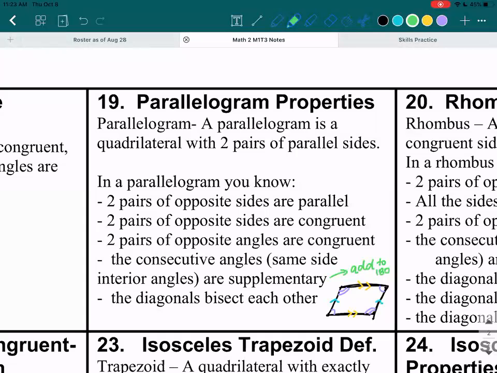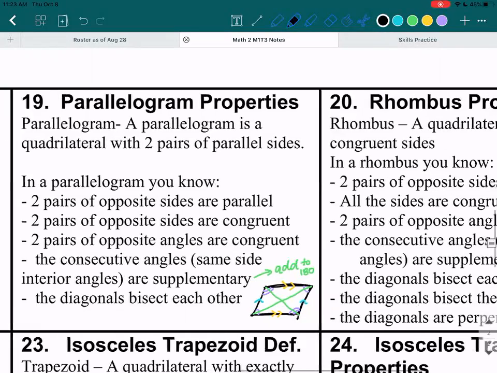And then last but not least, the diagonals bisect each other. So if I draw in some diagonals like that, those two green lines bisect each other. That means they cut each other perfectly in half. Any questions on box number 19? Okay, let's do box number 20 then.